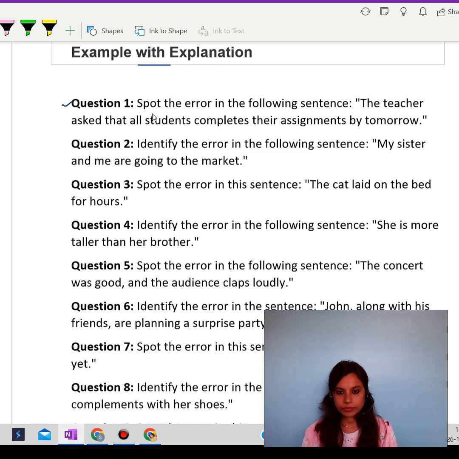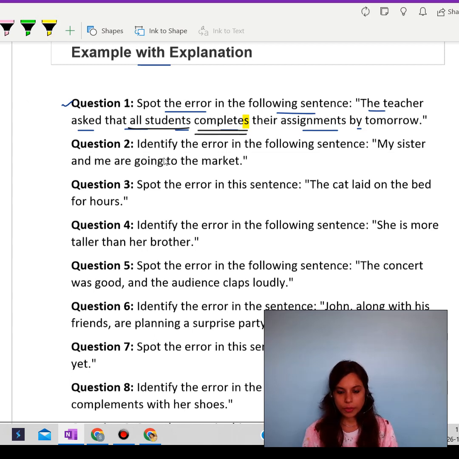Starting with question number one, spot the error in the following sentence. The sentence says, the teacher asks that all students completes their assignments by tomorrow. See, here, of course, the problem is in this word, completes. It would be complete because it's written all students. With a plural subject, we have complete, not completes. So here we are going to remove this s.